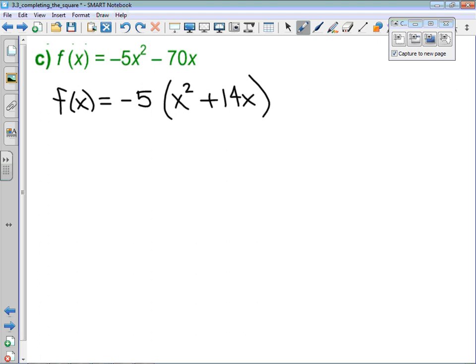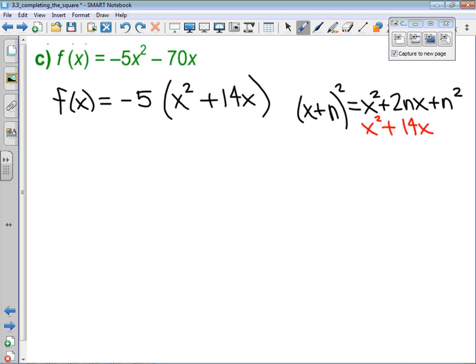It is positive, so I'll show that x plus, I really want to stress that it doesn't have to be a or b. So if I put x plus n squared, that would be x squared plus 2nx plus n squared. Now, we want to set up x squared plus 14x so that it is a perfect square trinomial, which means that 2 times some n is 14, which means that n is 7. So n squared is 49.